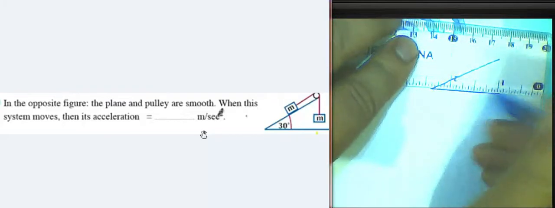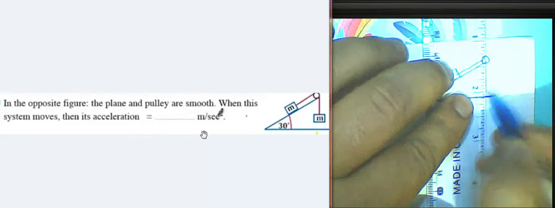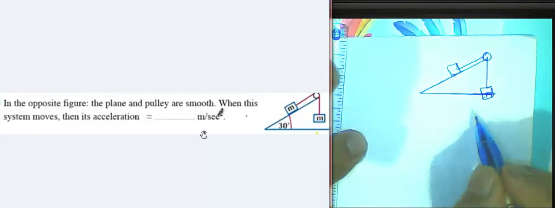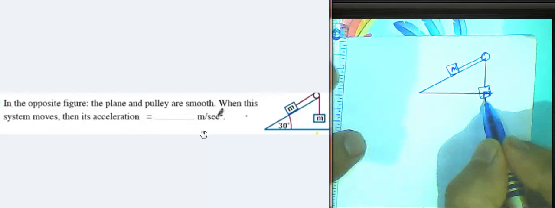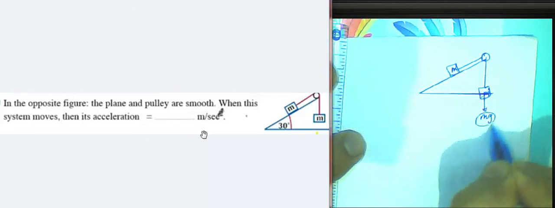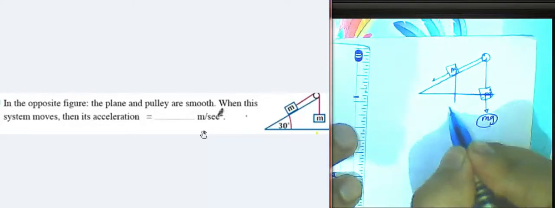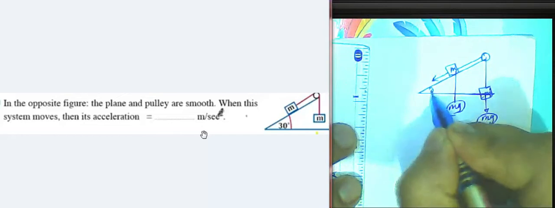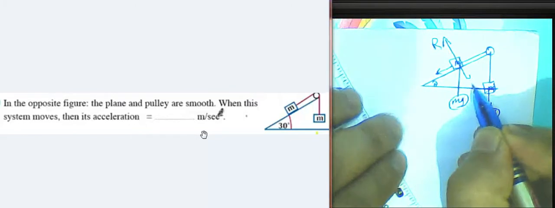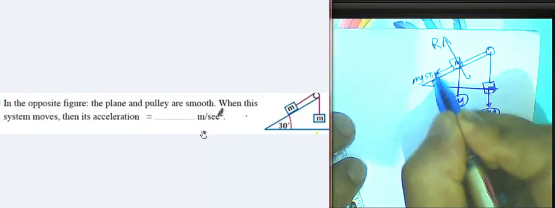Here, look at the pulley and the plane. The plane and pulley are smooth. Okay, this pulley here, and we have the weights here, m, m, and m. We can write the weight as mg, and here we can factorize this weight: mg cosine theta is the reaction, and mg sine theta along the plane.